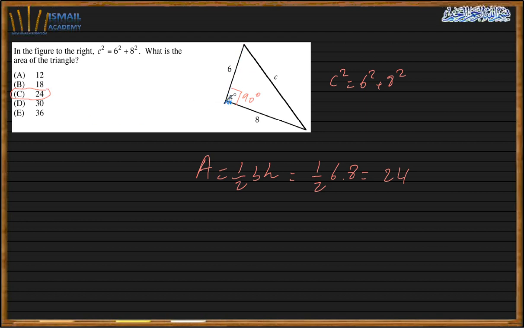So review this concept. If the hypotenuse squared equals the sum of the squares of the sides, then this is a right triangle, even though they didn't give us any sign of the right angle. Okay.